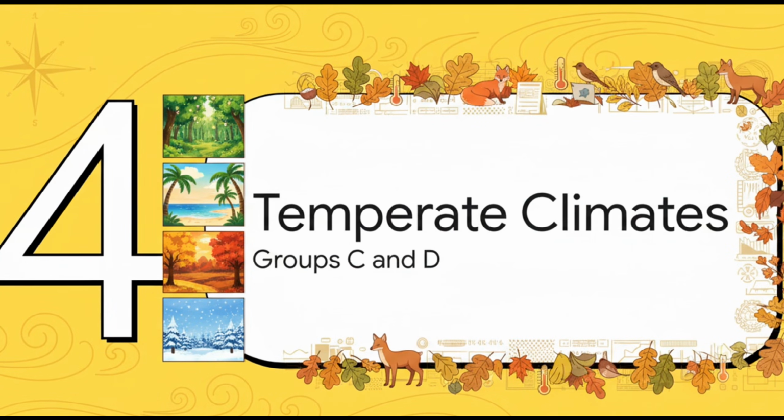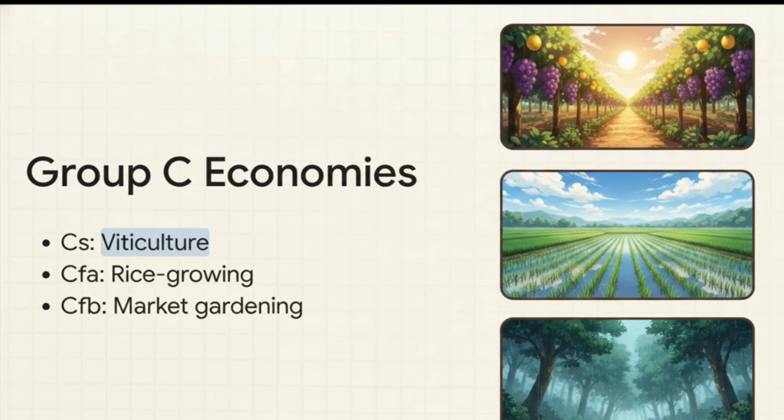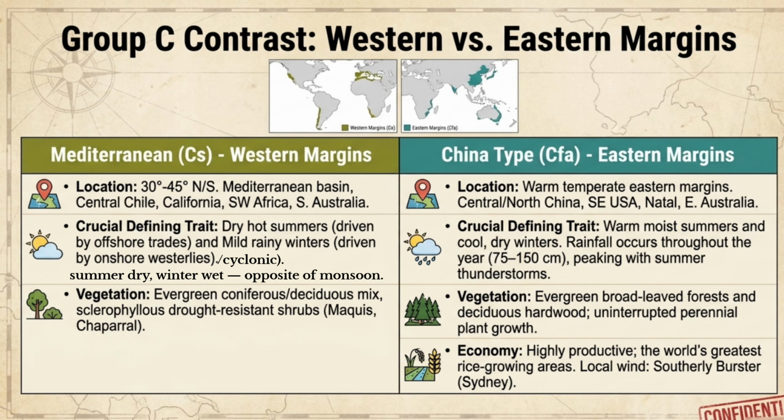Now, Section 4: temperate climates, Group C and D. This climatic shift brilliantly illustrates exactly how geography dictates the global economy. Mediterranean climate, CS. Location: 30 degrees to 45 degrees north and south on western margins of continents.